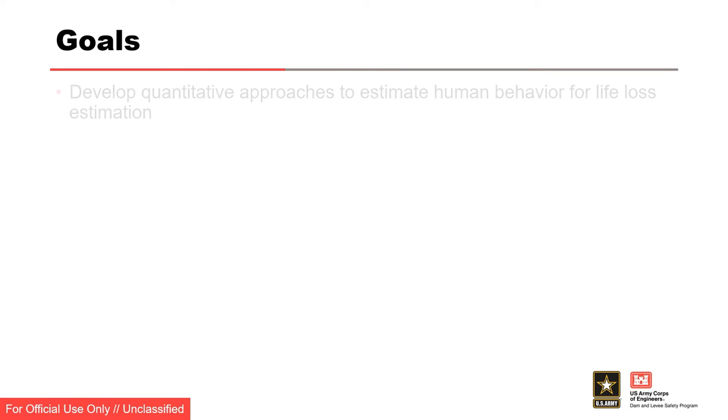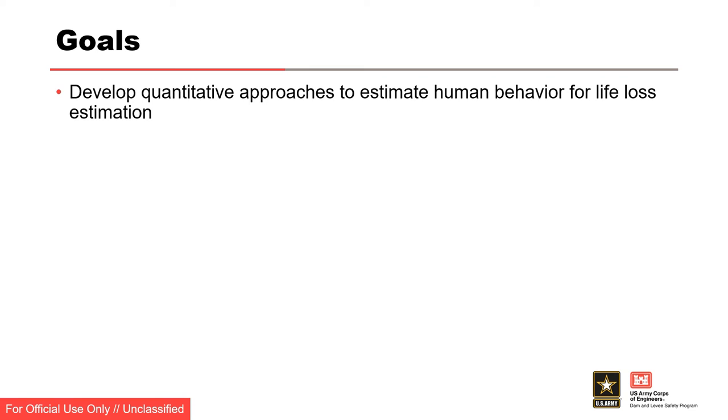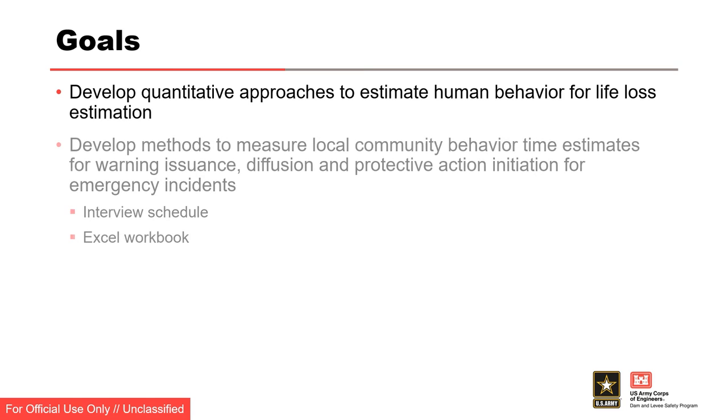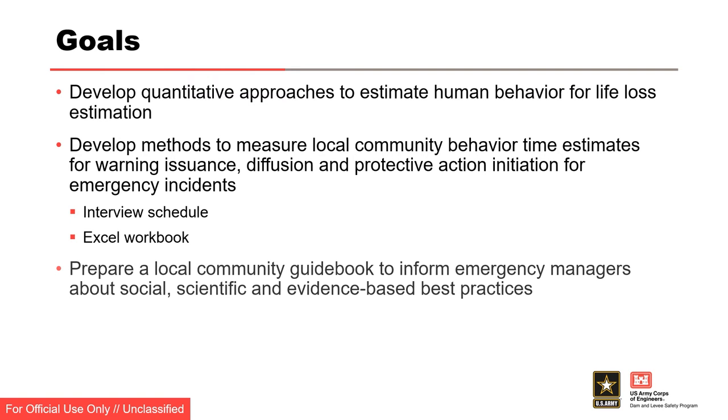Our goals are to develop quantitative approaches to estimate human behavior for life loss estimation. Develop methods to measure local community behavior time estimates for warning issuance, diffusion, and protective action initiation for emergency incidents, and to prepare a local community guidebook to inform emergency managers about social, scientific, and evidence-based best practices.